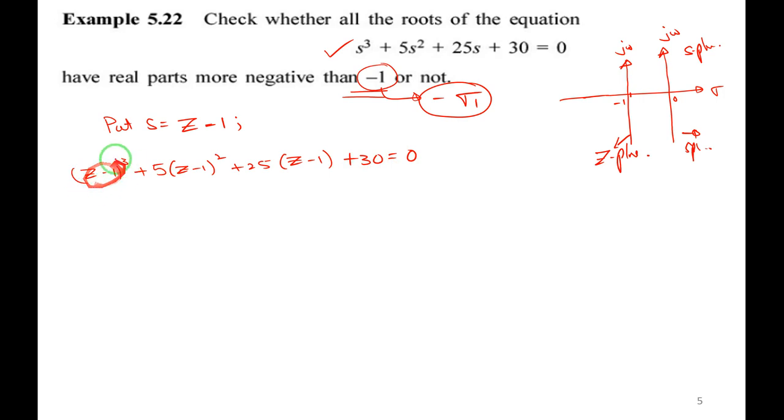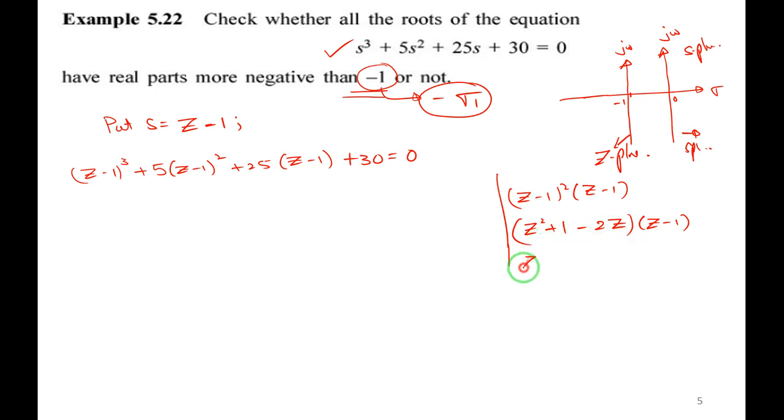So z minus 1 whole cube, the (a minus b) whole cube formula you can apply, but let me apply this: (z minus 1) whole square into (z minus 1) I will do, because the (a minus b) whole square formula I know. (a minus b) whole square is a square plus b square minus 2ab. I hope it's correct, right? a square plus b square minus 2ab, then into z minus 1. I am doing this first one, (z minus 1) whole cube. Later on I'll substitute there, right?